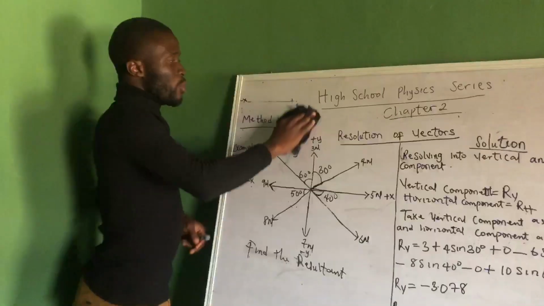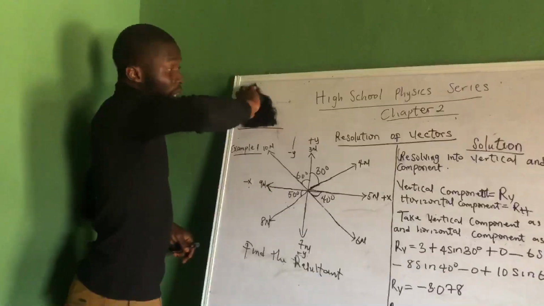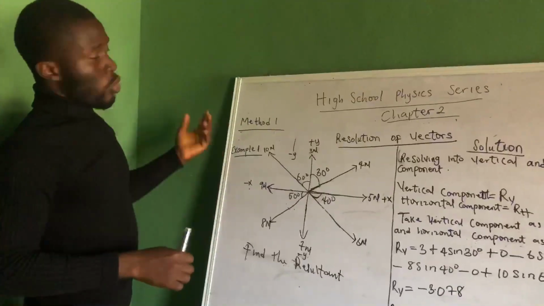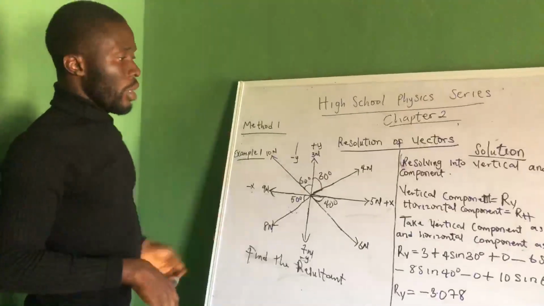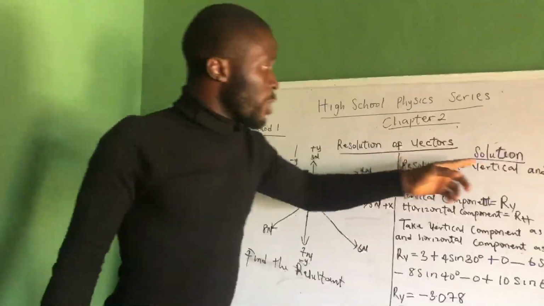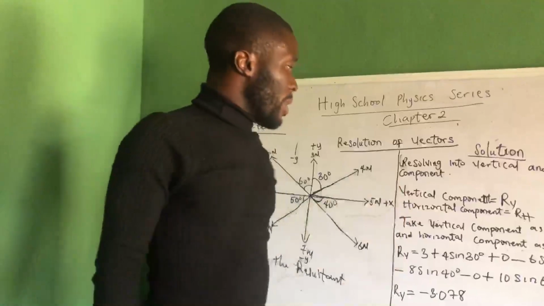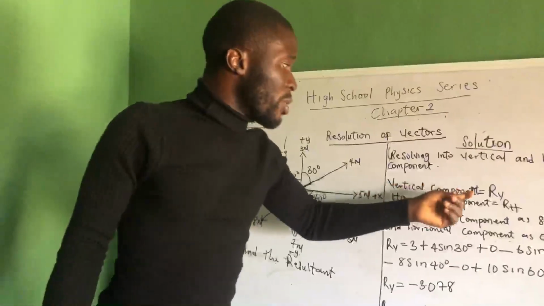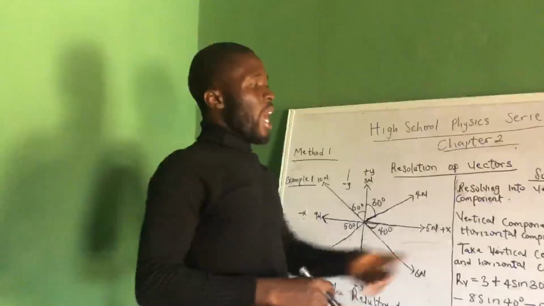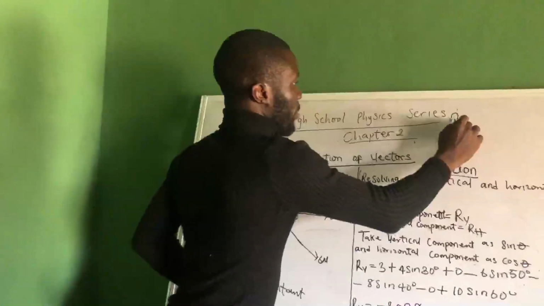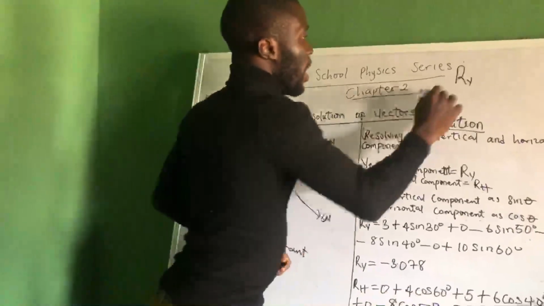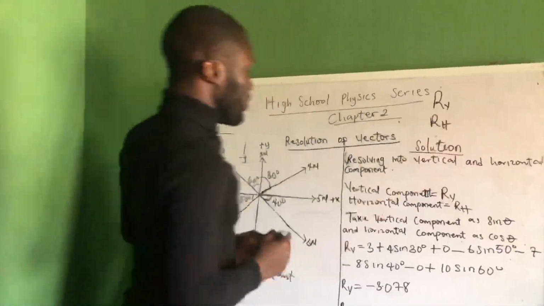First of all, what are we going to do? There are two ways. We can do this in many ways, but I want to use two different approaches. The first I call method 1: resolving into vertical and horizontal components. The vertical component, we call it RV. Anytime we want to resolve into the vertical component, we can just say R sub V. And anytime we want to resolve into the horizontal component, we say R sub H.